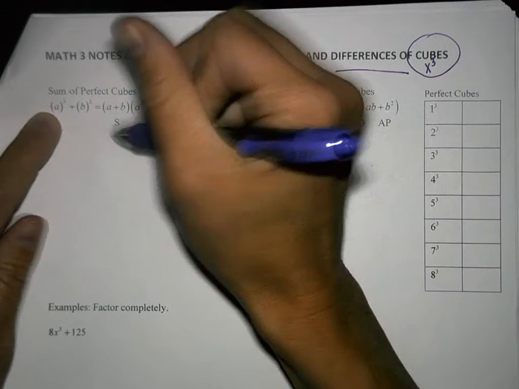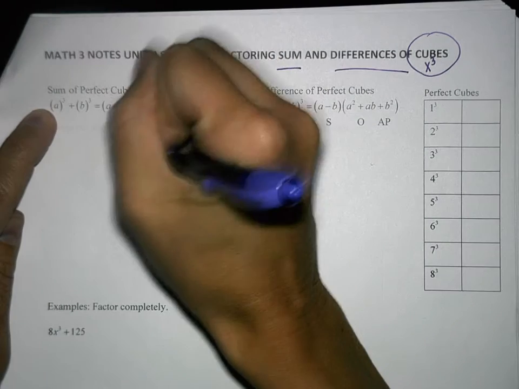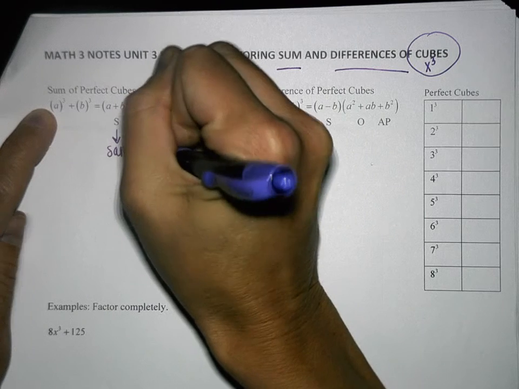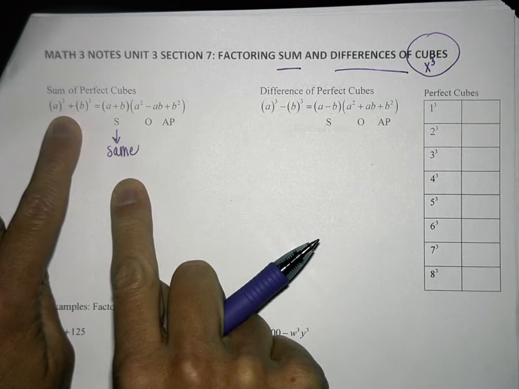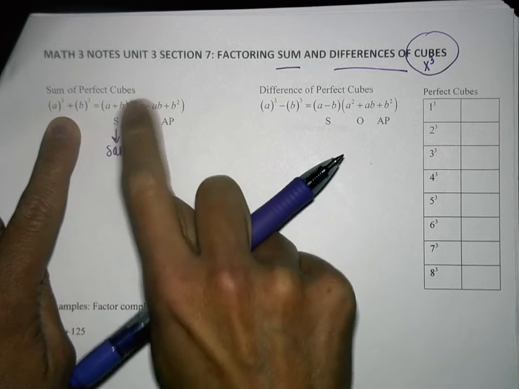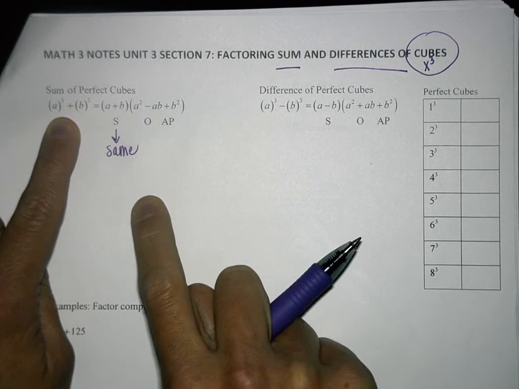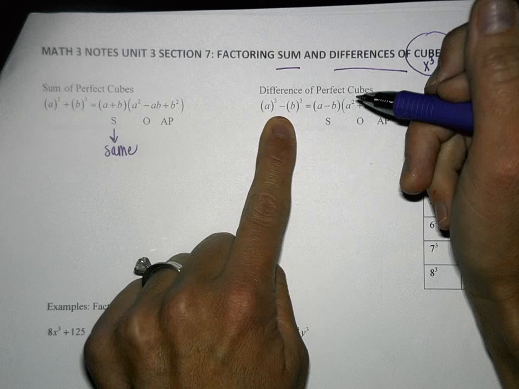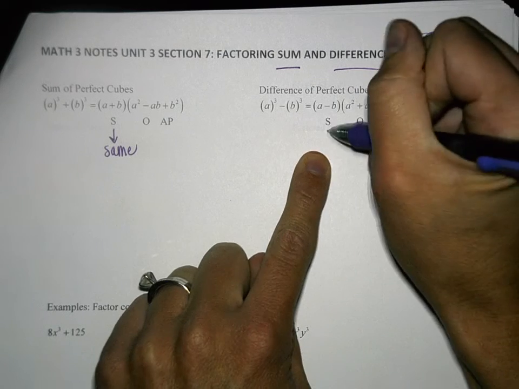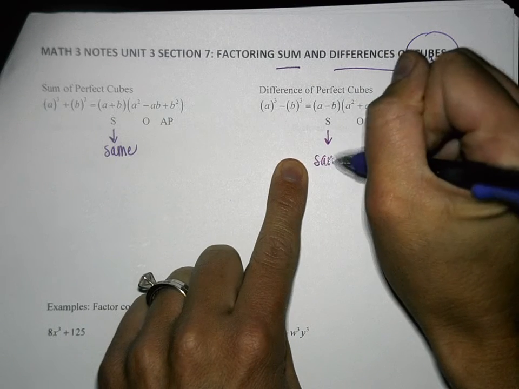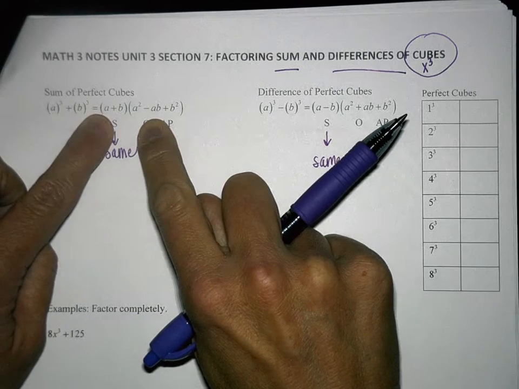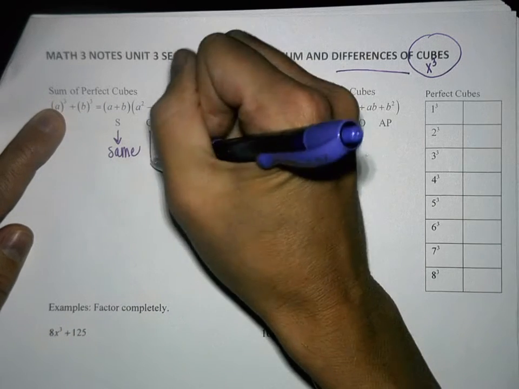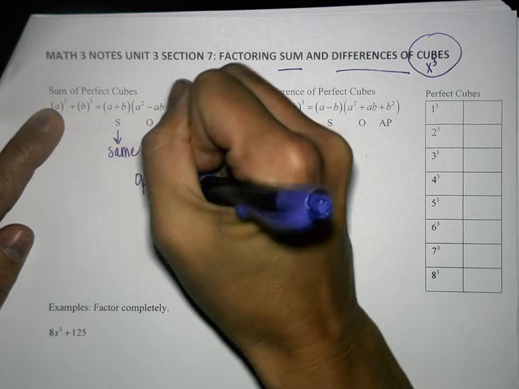Okay, but so what this soap stands for, okay? It means that your first sign right here stays the same as it was in your original problem. So if you notice here how there's a plus sign, in your first parenthesis, the first sign will be the same, okay? Same thing over here. Do you see how this one's a minus? Stays the same. Okay, O, what do you think O is going to stand for if we're looking at our signs? Very good. O stands for opposite.